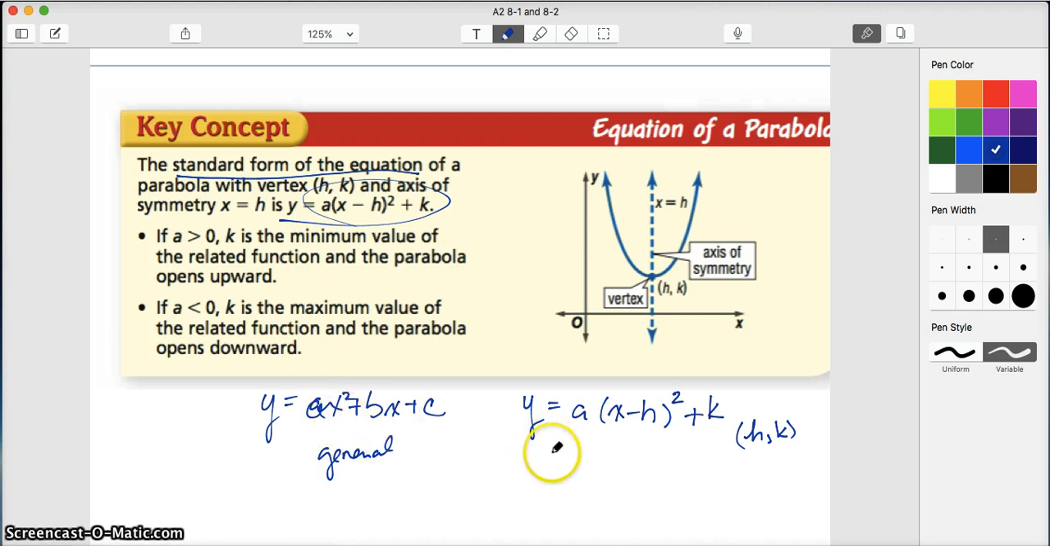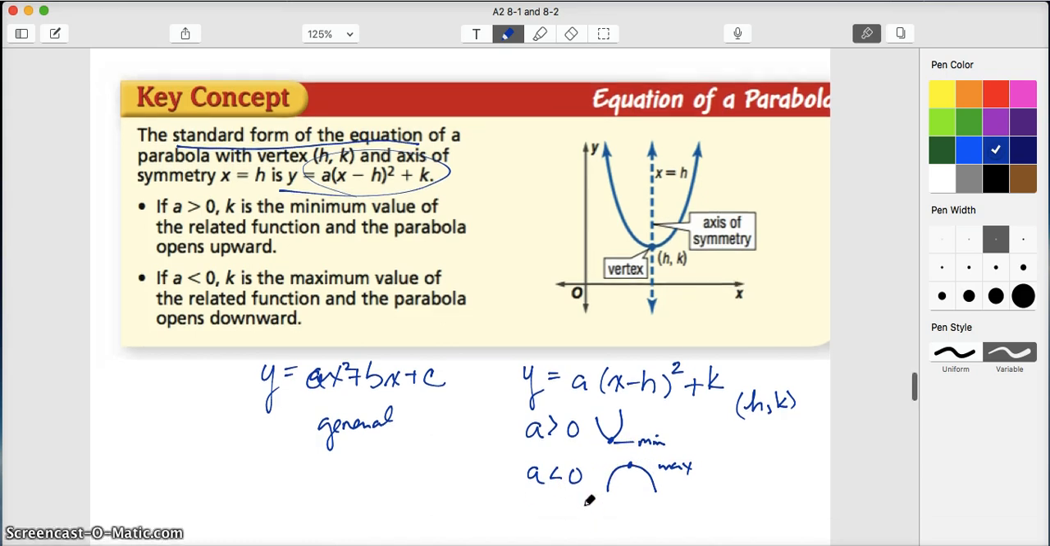And when you got that form, you would realize that a has the same value as it did before, the same indication as before. If a is greater than 0, we know that we have a happy parabola, and the vertex is a minimum. In this case, the k value for the vertex is the lowest that graph can go. And if a is less than 0, we get a sad parabola with a maximum value, where the k value, that y term, is as high as the parabola will go.